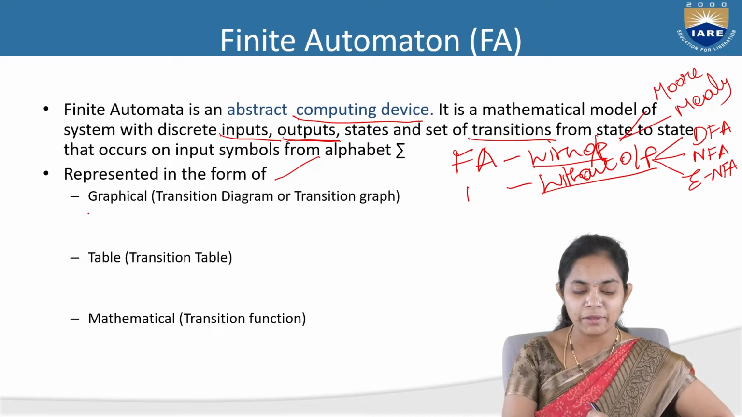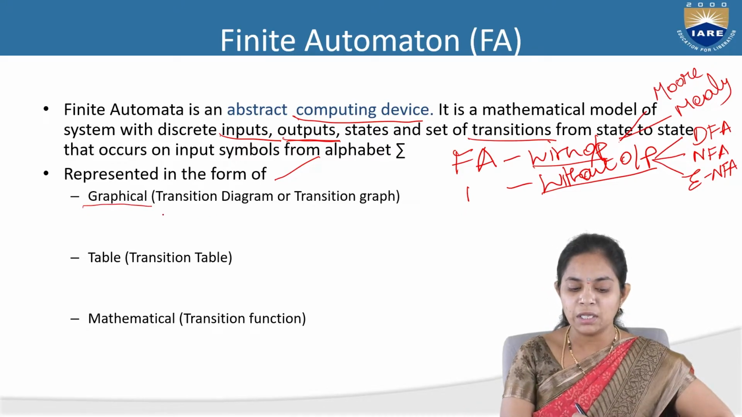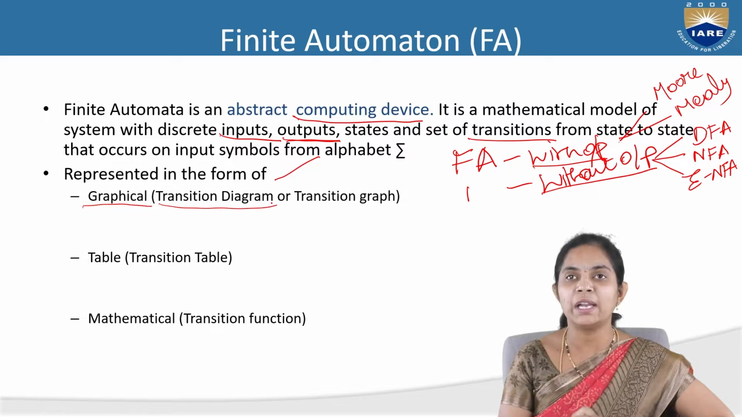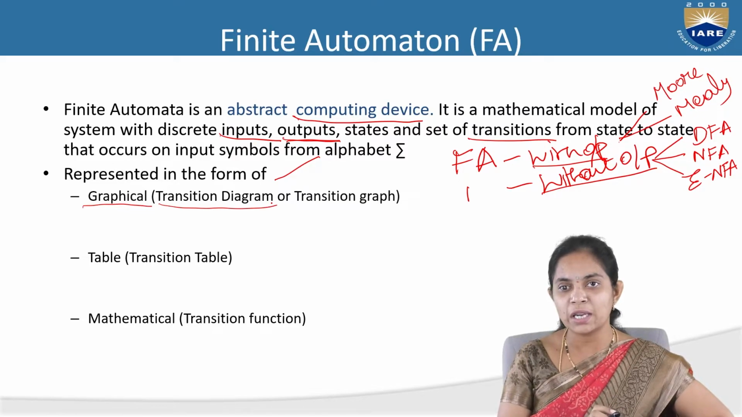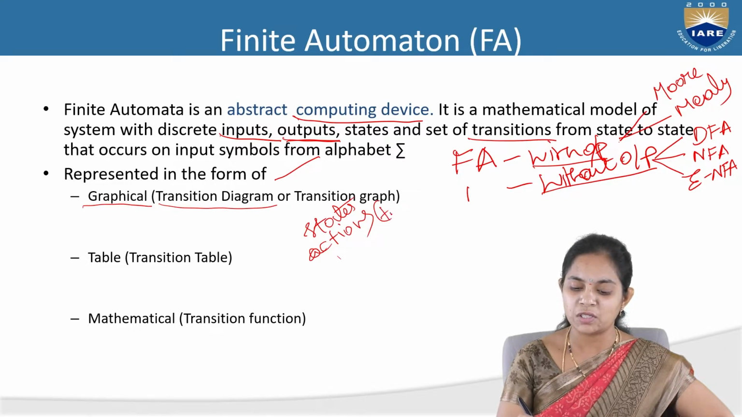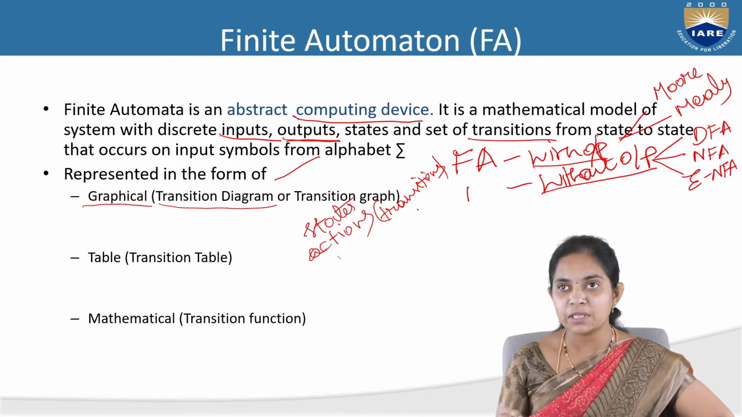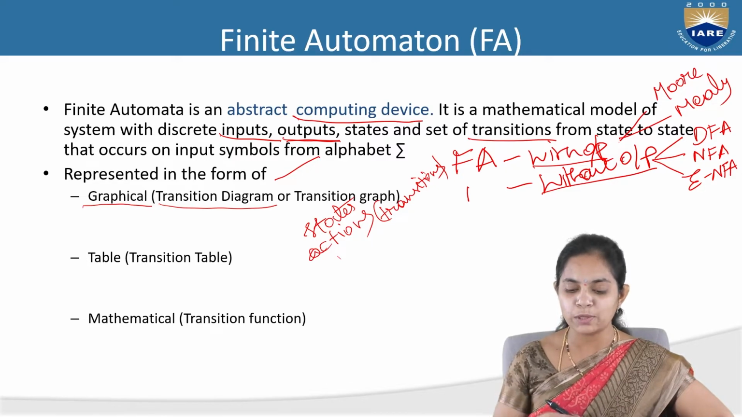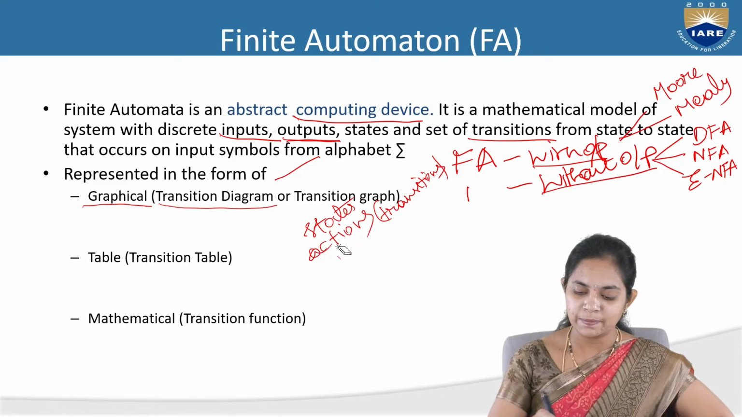So the graphical representation is represented as a transition diagram. In this transition diagram we have states and actions, also called the transition function or transitions. In this graphical representation we have two parts, one is the states and one is the actions. We'll discuss it.